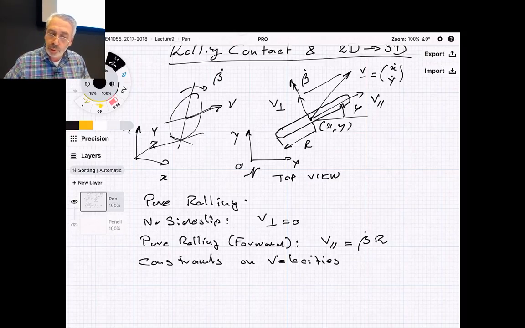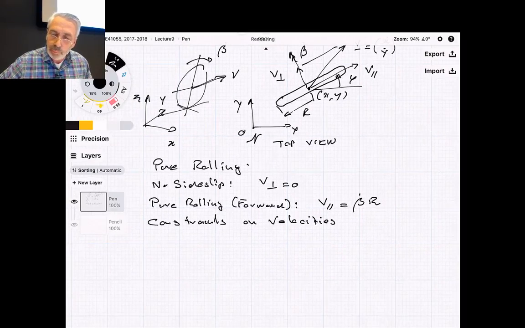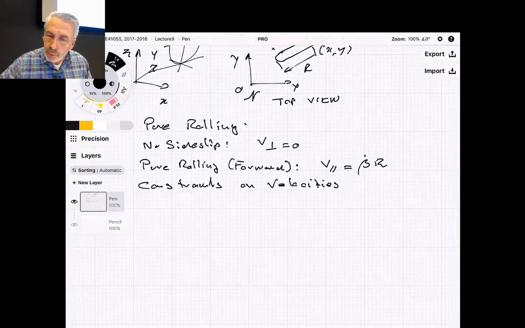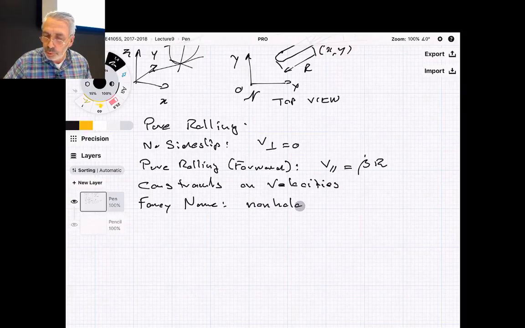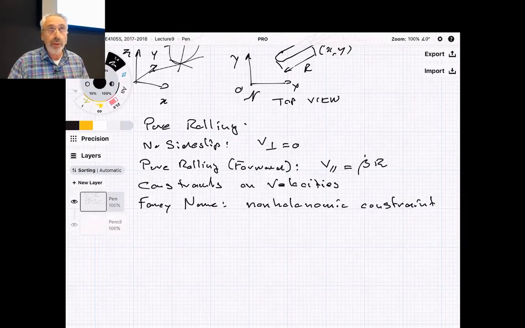And these constraints on the velocities have a very fancy name. The fancy name for it is a non-holonomic constraint. Super fancy. So that's apparently opposed to a holonomic constraint.